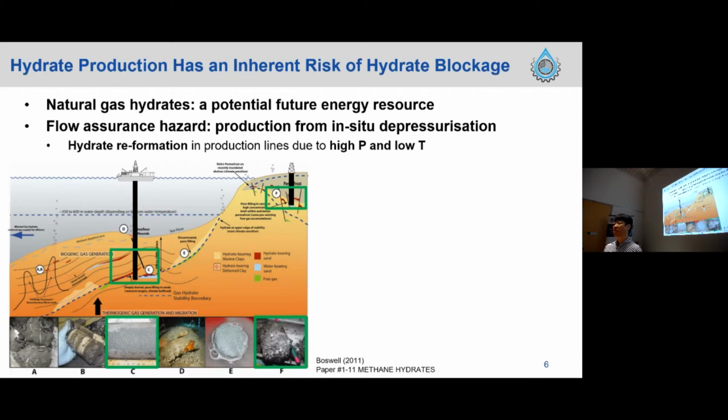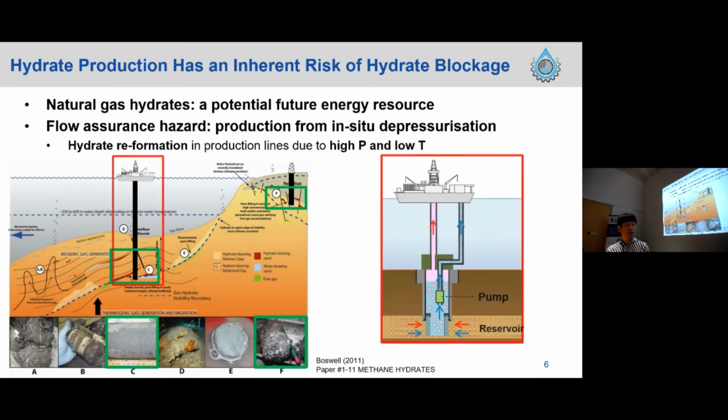However, these production tests suggest flow assurance risks in production. For example, in the offshore production with depressurization method, gas hydrate in reservoirs are dissociated in situ by reducing the downhole pressure by pumping water from the wellbore. But if gas is entering into the water production line, hydrate may be formed in the water production line because of the high pressure and low temperature conditions.